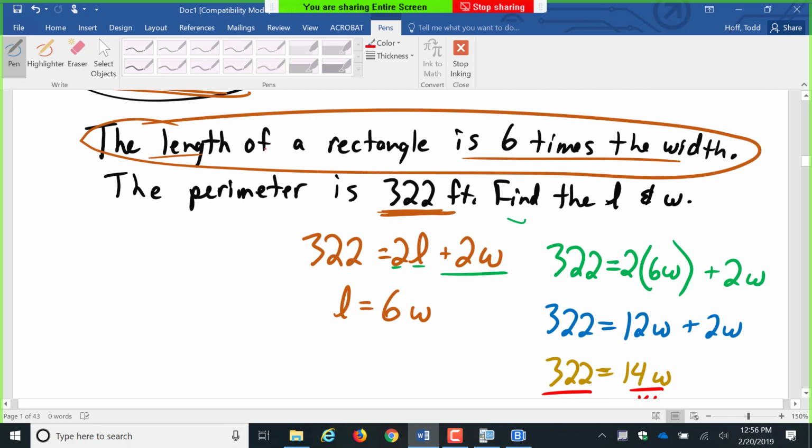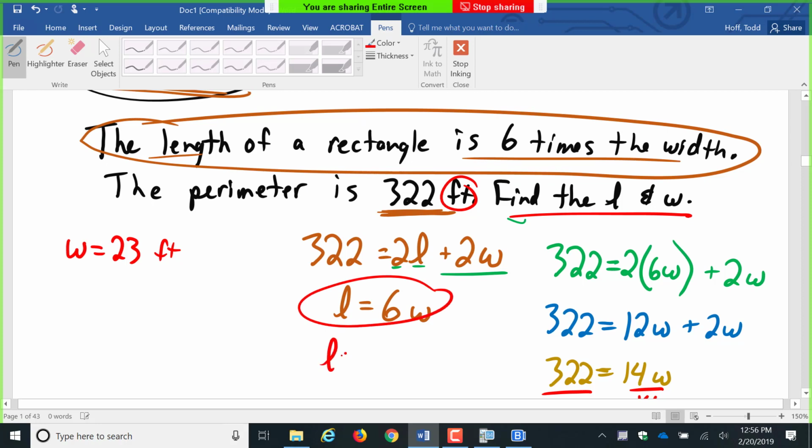Well, we need to find both the length and the width. The width is 23. That unit would be feet. To find the length, what do we do? 6 times 23. Yeah, L equals 6W, so L equals 6 times 23, otherwise known as? 138. 138. Very good.